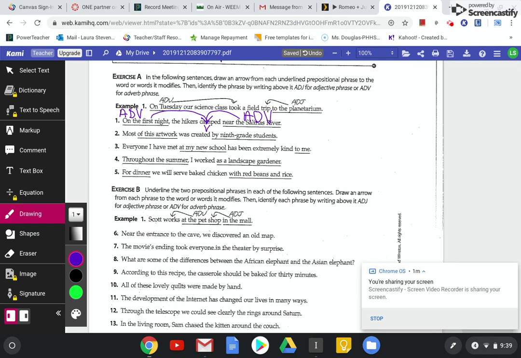So if I'm not sure, I want to check a couple different ways. And then of this artwork, what's of the artwork? Most. Most is a pronoun. So we know this one's going to be an adjective phrase.